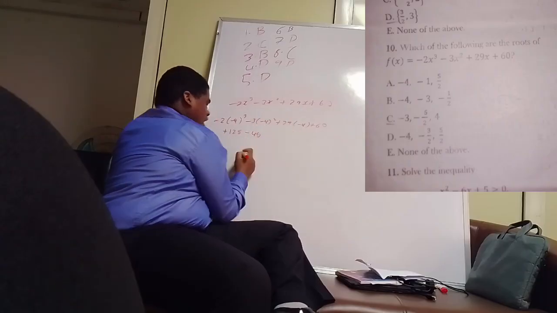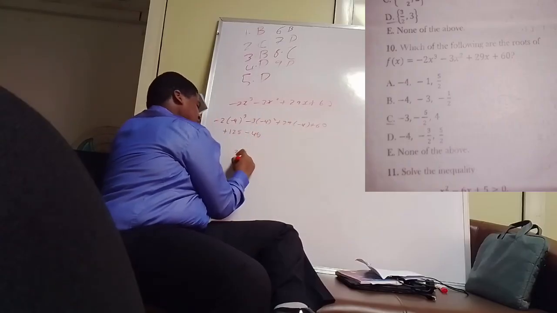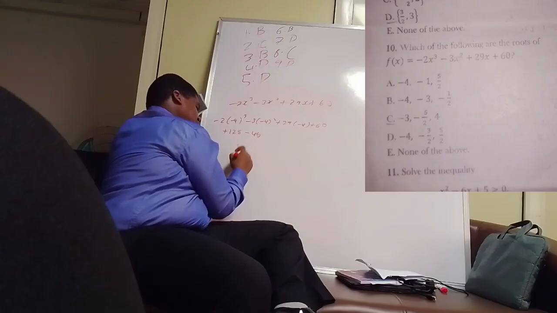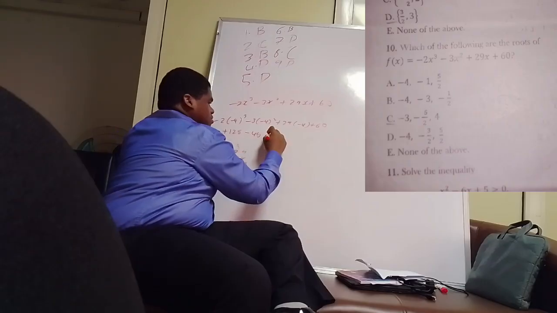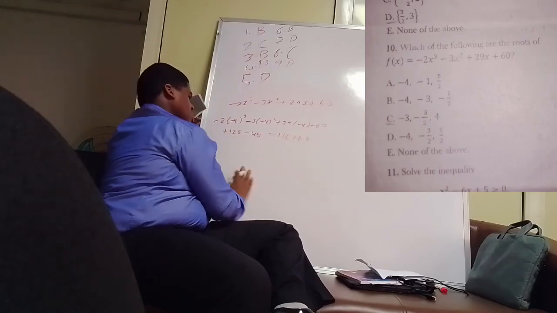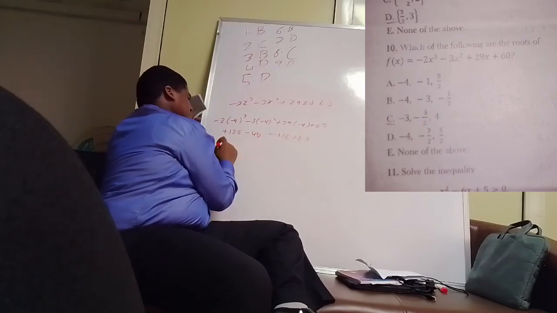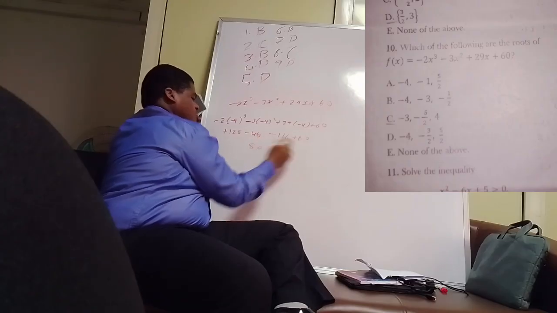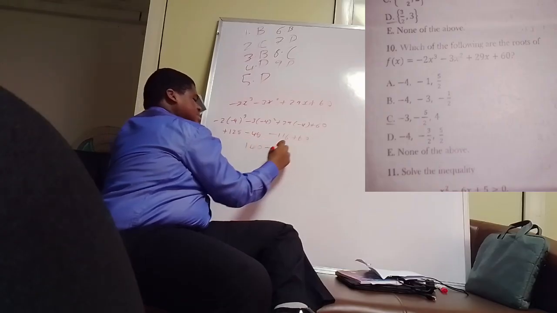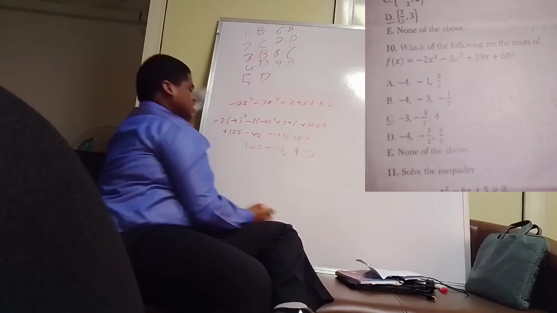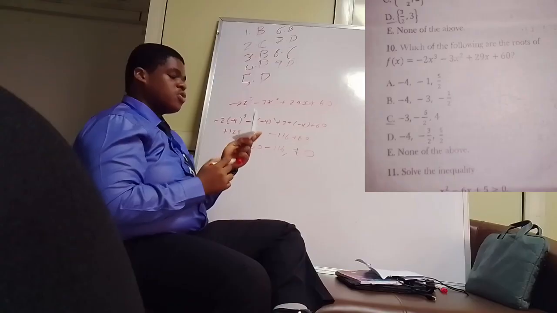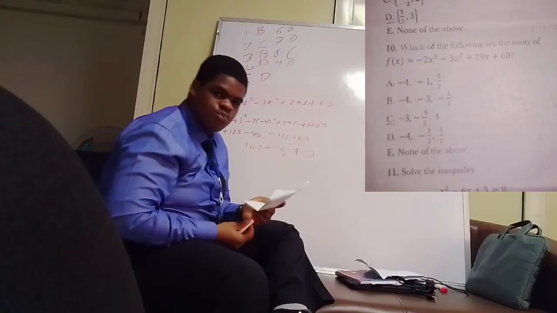29 times minus 4, I can't do that in my head, so I'm going to do that on the board. 29 times 4: 4 times 9 is 36, 4 times 2 is 8, plus 3 is 11, so 116. So you have minus 116 plus 60. 128 minus 48 is 80. 80 plus 60 is 140. 140 minus 116 cannot equal 0. That means minus 4 is not a root of this polynomial.